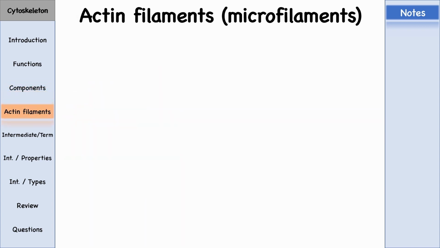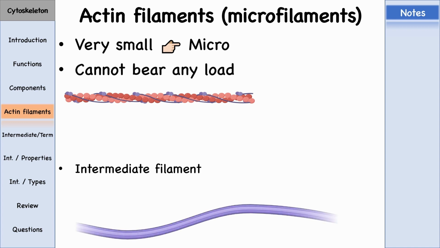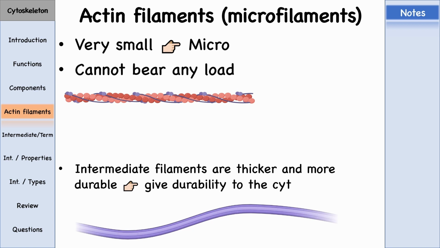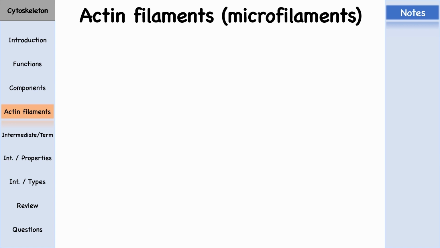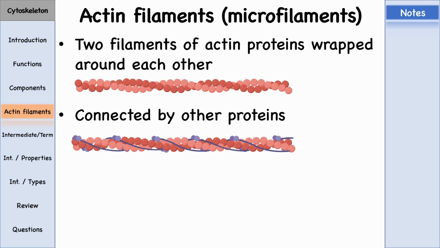Actin filaments are very small filaments, and they are the smallest of these three proteins. So we call them microfilaments, as they cannot bear any load, while the intermediate filaments are thicker and more durable than actin, and they are the ones that give durability to the cell. The structure of actin filaments is of two fibers of actin proteins wrapped around each other and connected by other proteins.